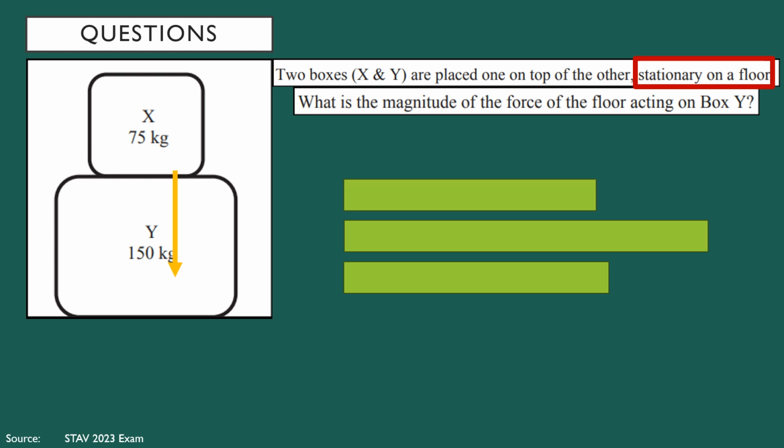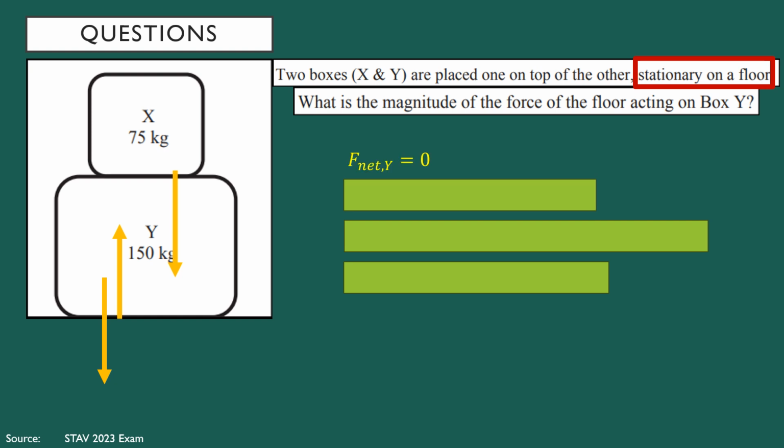Alright, so this is the next part of the same question. Here we are given the information that both boxes are stationary on the floor. So using Newton's first law, we know that box Y must have a net force of 0 newtons. It's asking us, what is the magnitude of the net force of the floor acting on box Y? So first we have to draw all the forces. We have the force of X on Y, the gravitational force on box Y, and the normal force of the floor pushing against it. So the normal force, or the force of the floor acting on box Y, is what we're trying to find here, because that's the same thing.